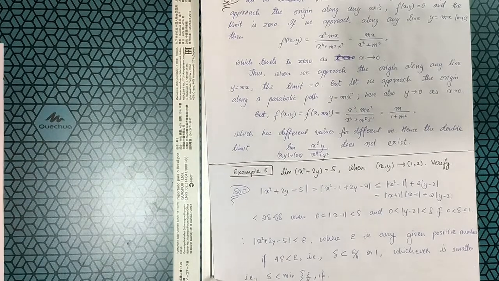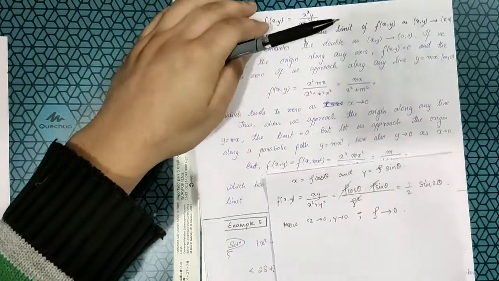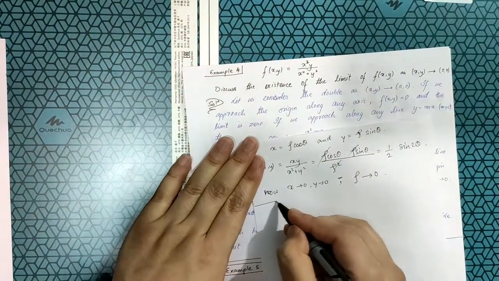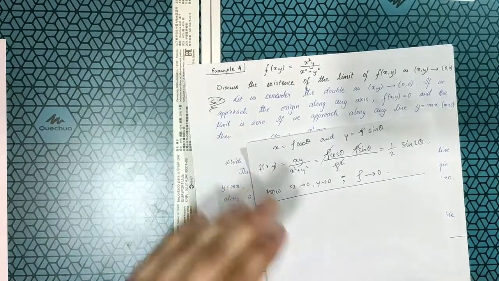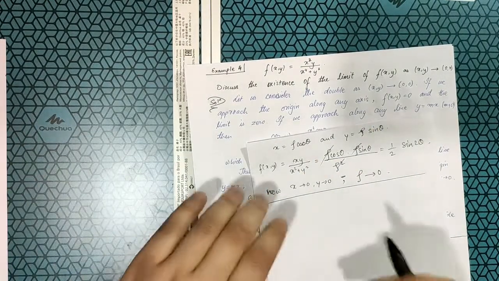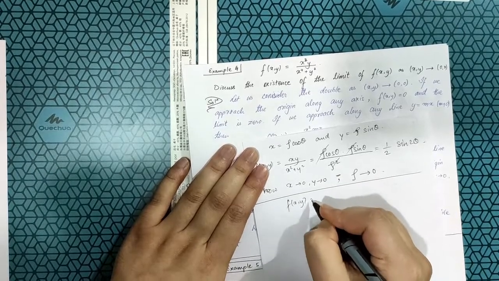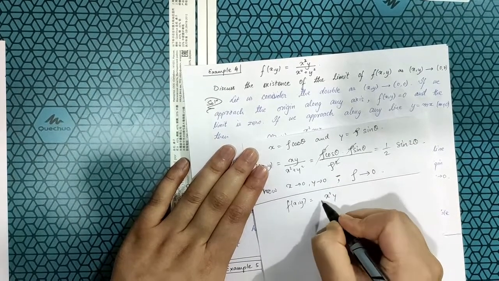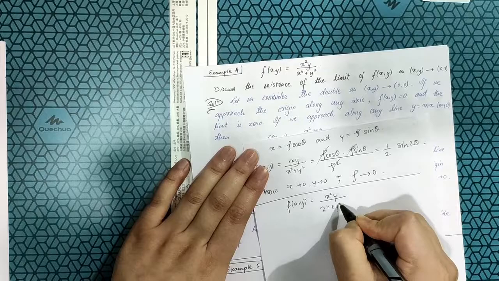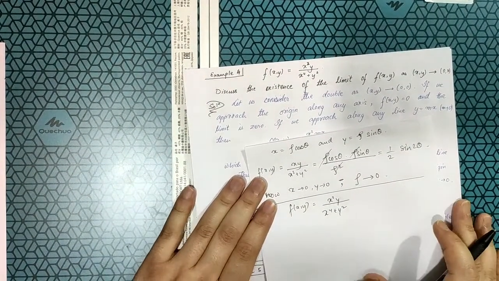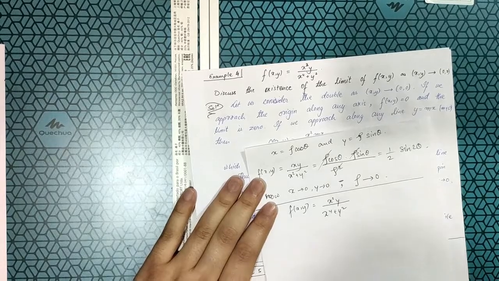So we do one more example for the better understanding of this. Let f of xy is equal to x square y divided by x to the power 4 plus y square. So we need to look for the existence.